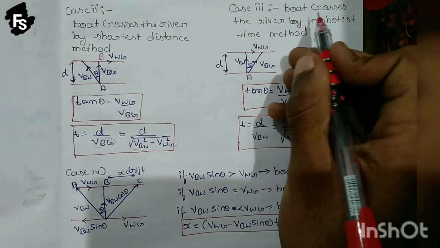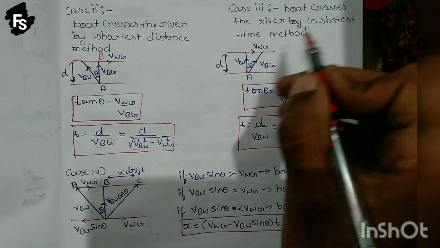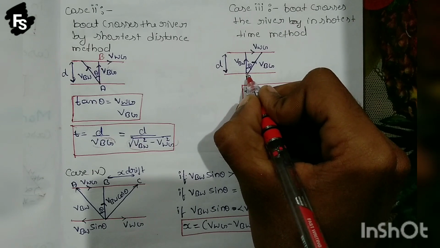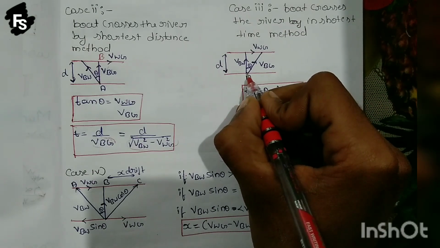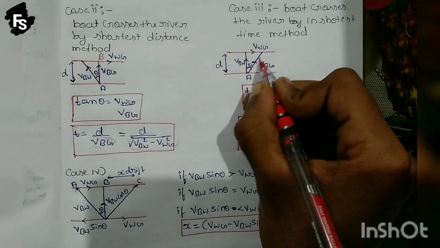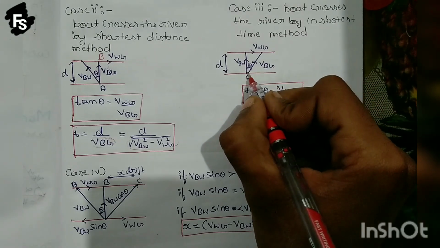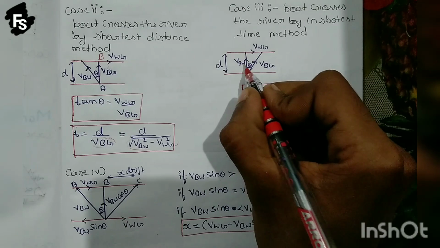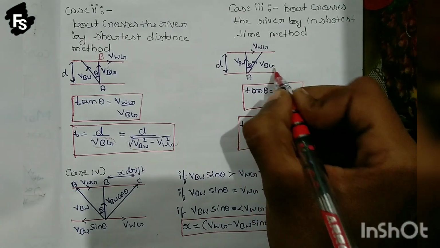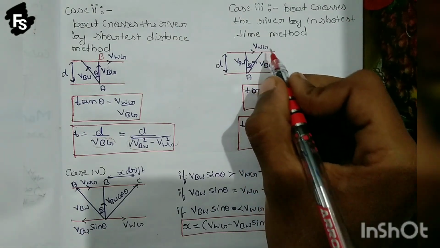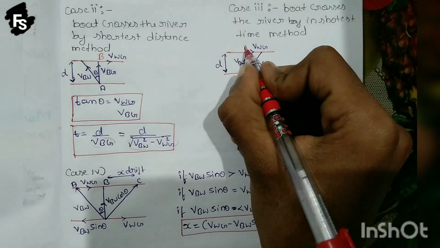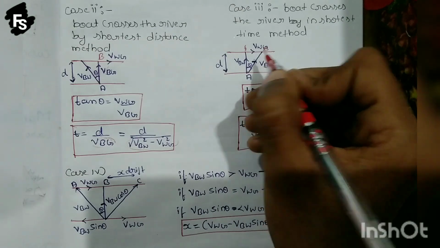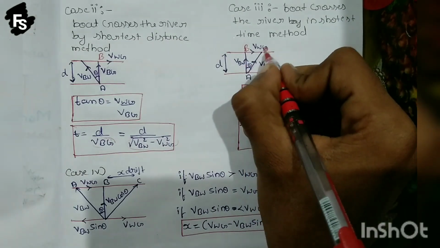Then case 3: boat crosses the river in the shortest time. Means if we start from here and travel in this direction, then we move here, but it takes the shortest time, though the distance is longer. This is the velocity of boat with respect to water, this is the velocity of boat with respect to ground, and this is the velocity of water with respect to ground. This is point B.